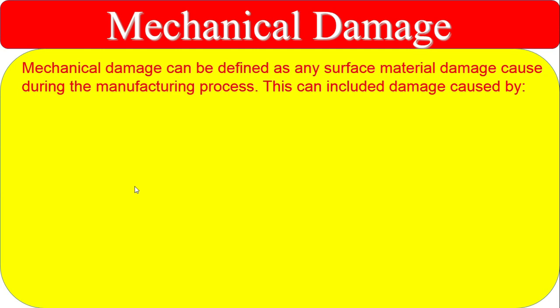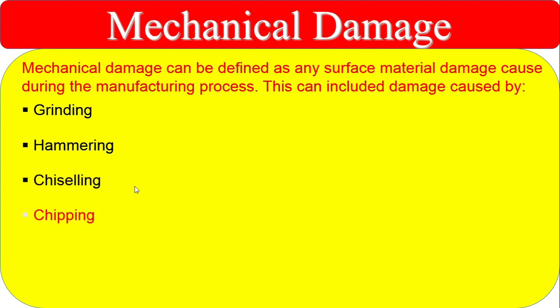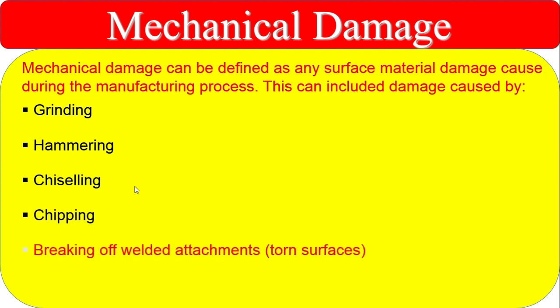This can include damage caused by grinding, hammering. You are doing hammering because you need it for the fit up. Chiseling also you need because of the fit up or final inspection. You need chipping to clean that area, and you need breaking up weld attachments. Definitely when you are doing the final inspection or final welding, you have to remove weld attachments. So when you are doing all these things, definitely mechanical damage can be there.